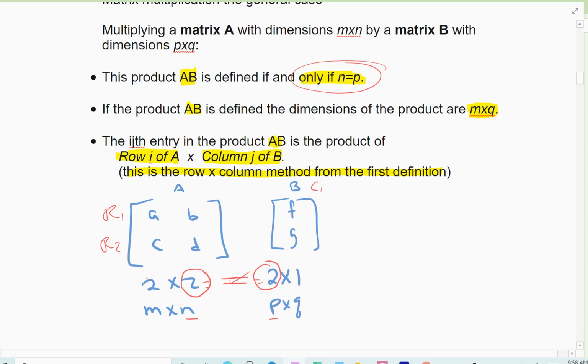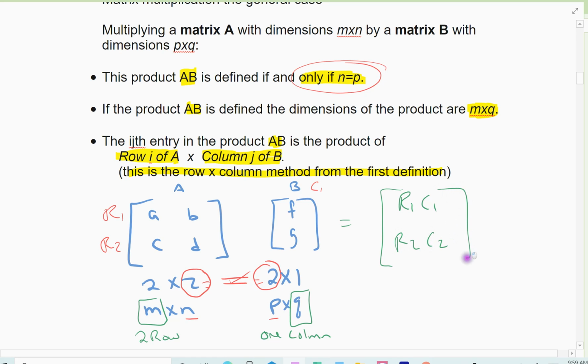And then the outside values, the M and the Q, are actually the multiplication part. I've got 2 rows, and I'm going to multiply it by 1 column. That's what the Q represents, the 1 column. And so when I multiply this out, I'm going to take row 1 times column 1 and row 2 times column 1, and I am going to get a 2 by 1 out. That's what the second statement is saying.